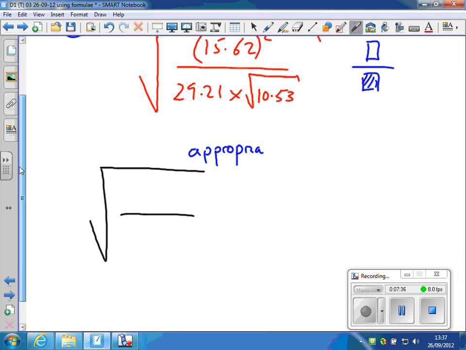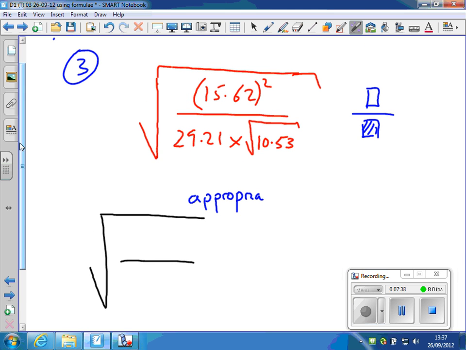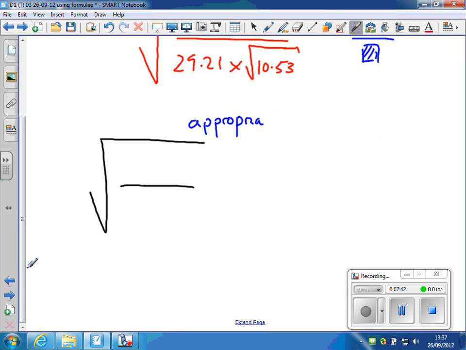You don't really need to put a bracket round the 15.62. It would be enough to type 15.62 and then hit the x squared button to get 15.62 squared. And that's exactly what you should see on the screen. And then underneath, literally type in 29.61 and then hit the square root button again.